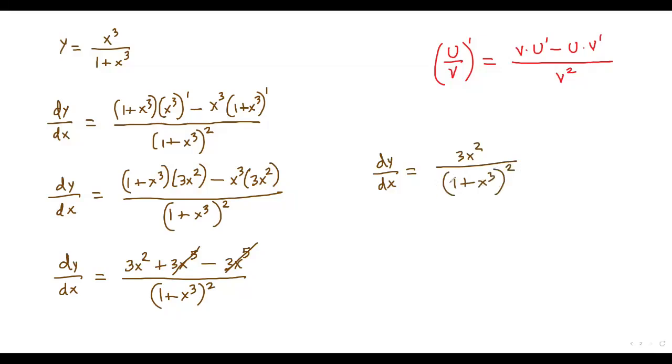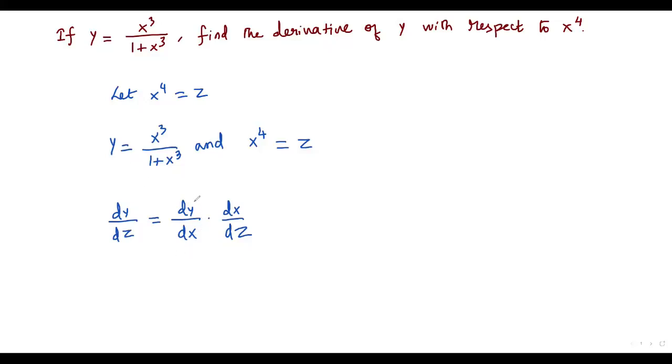Okay, now I got the derivative of y with respect to x. Now we can plug this result for dy over dx into the original question. Okay, let's go back to the original question. Here, we got the result for dy over dx, and we can plug it in here. So let me write dy over dz on the left side. For dy over dx, we know that we just got the derivative of y with respect to x, that is 3x square over (1 positive x cube) the whole square, times, now I have to get the result for dx over dz. That is, in this function, I have to get the derivative of x with respect to z.